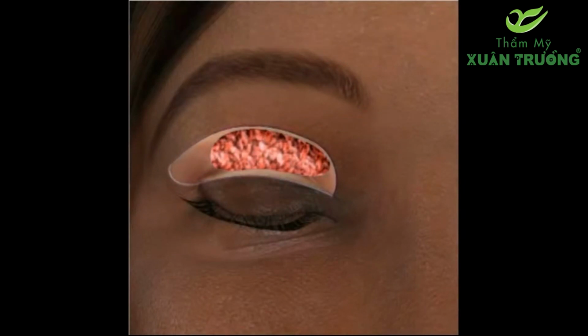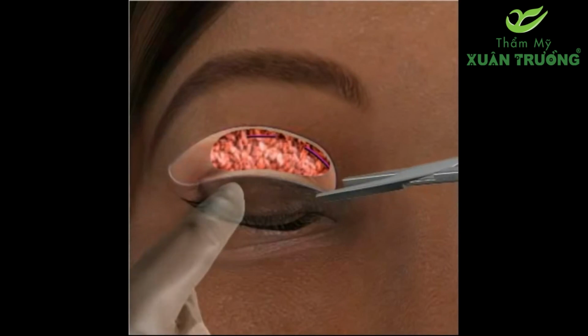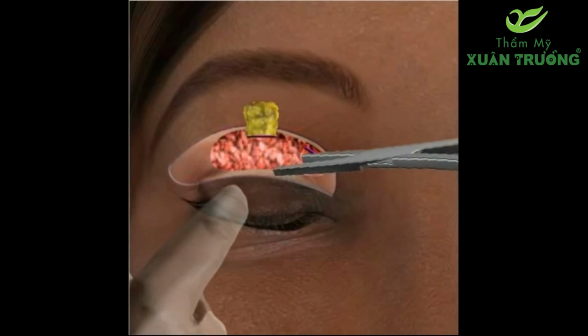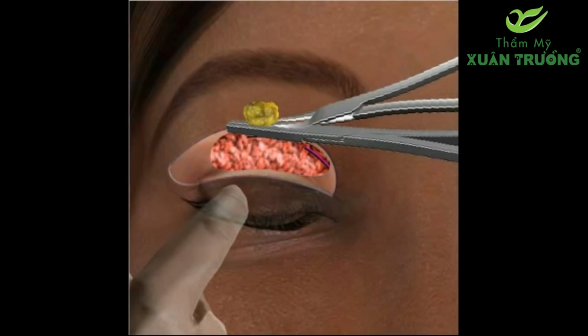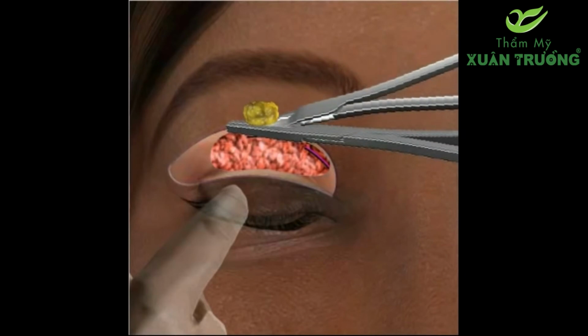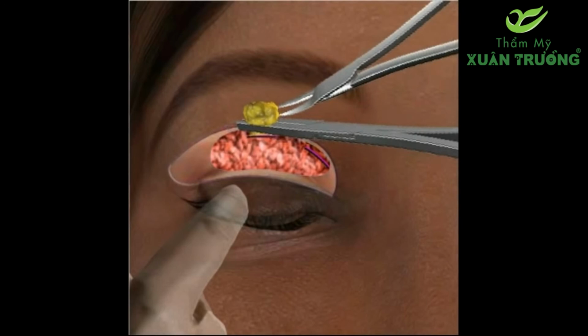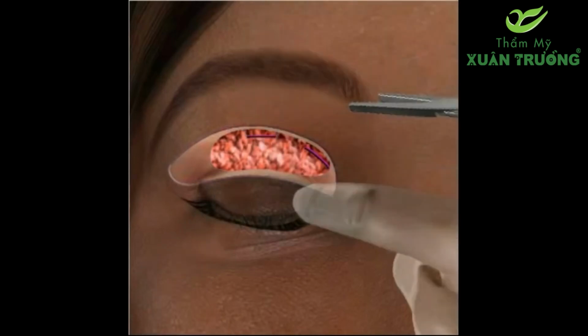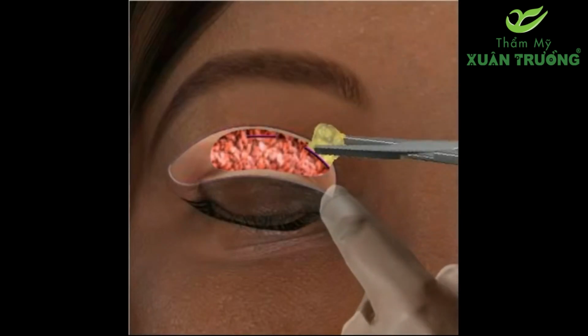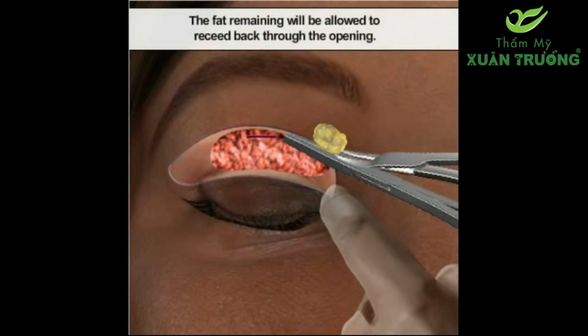In order to gain access to the two fat deposits in the upper eyelid, the physician must first make very small incisions in the orbital septum, which is a thin membrane that lies between the layers of muscle and fat. By pressing on the upper eyelid, the physician will expose the fat deposits through each of the incisions. Using a series of instruments, the physician will remove a portion of each fat deposit to reduce the puffy appearance in the upper eyelid. The portion remaining will be allowed to recede back through the opening.